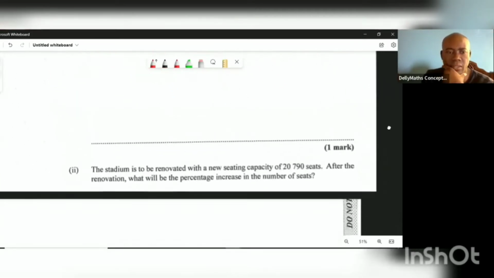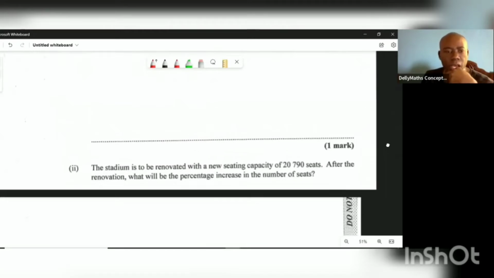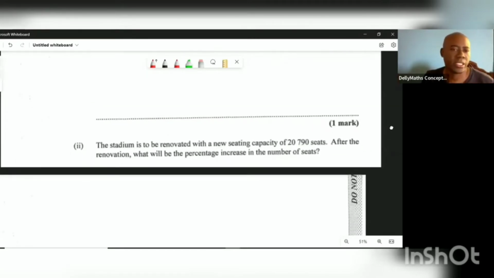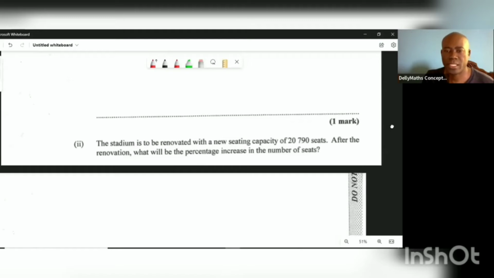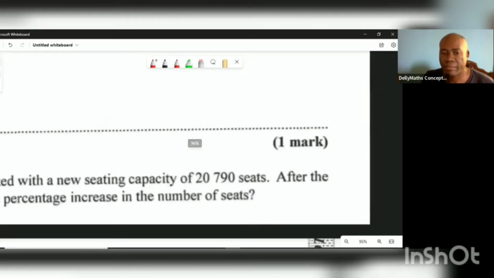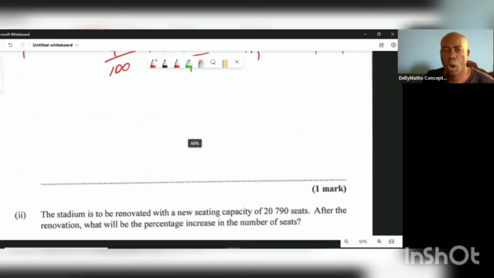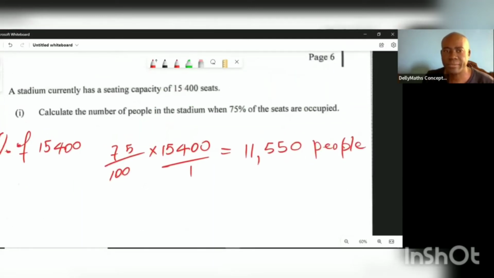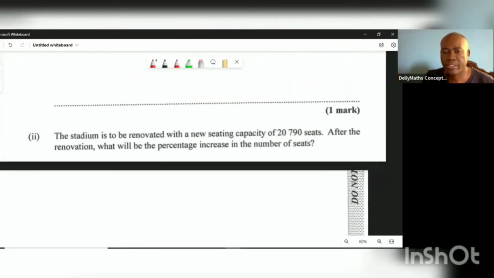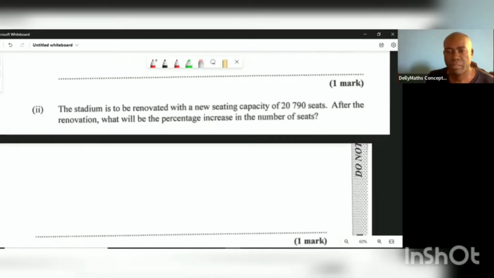All right, so the next question says the stadium is renovated with a new seating capacity of 20,750 after the renovation. What will be the percentage increase in the number of seats? Firstly, in order to do that, we definitely have to think about what the seating capacity was before. It was 15,400.